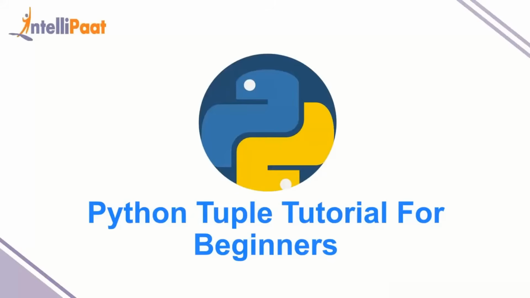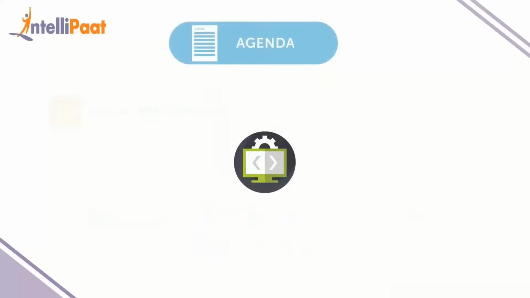Now, let's take a look at the agenda. We'll begin by taking a look at what are data structures. Data structures are one of the most fundamental concepts in any computer science degrees. It's also one of the fundamental concepts that a programmer needs to learn in order to write better and efficient code. But what exactly is data structures? We'll take a look at those.